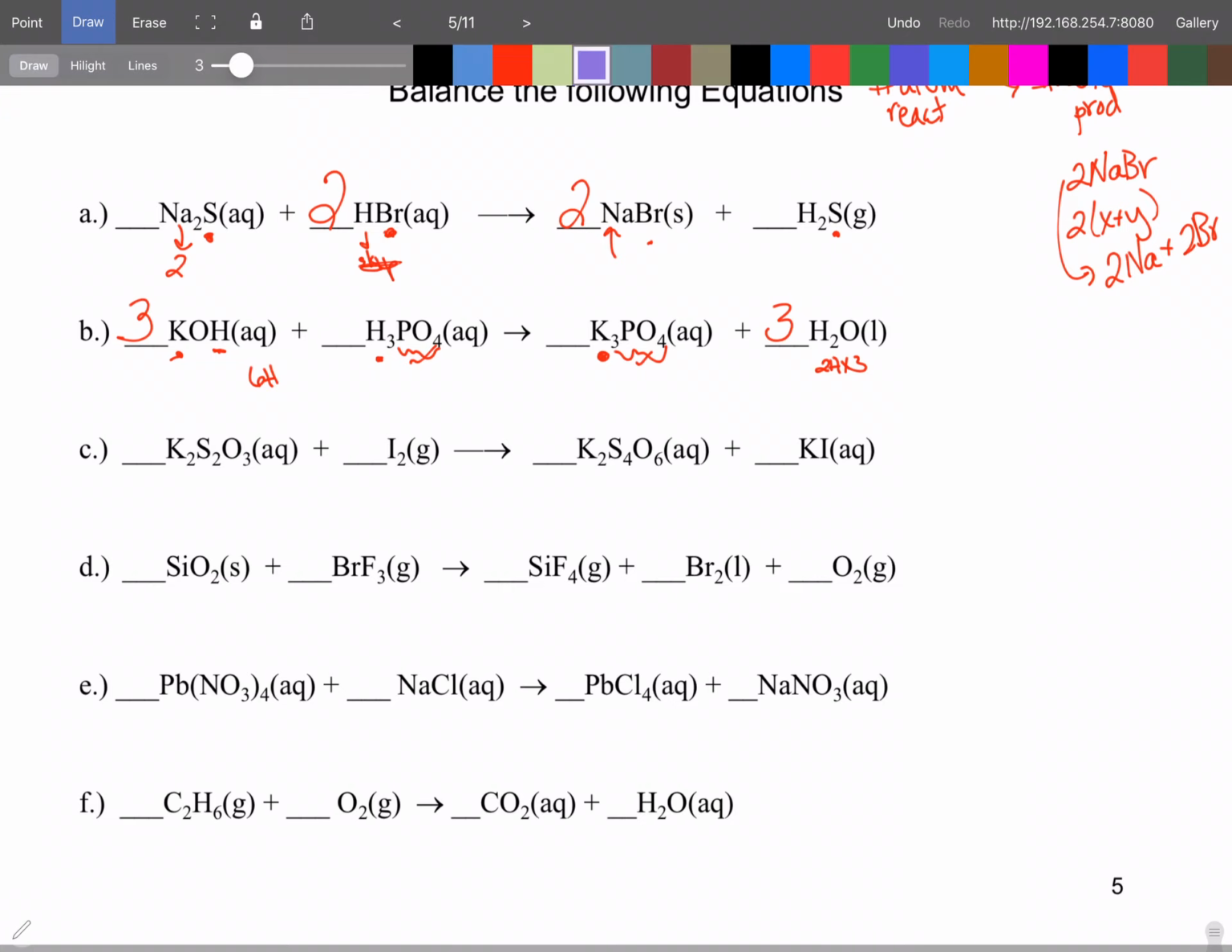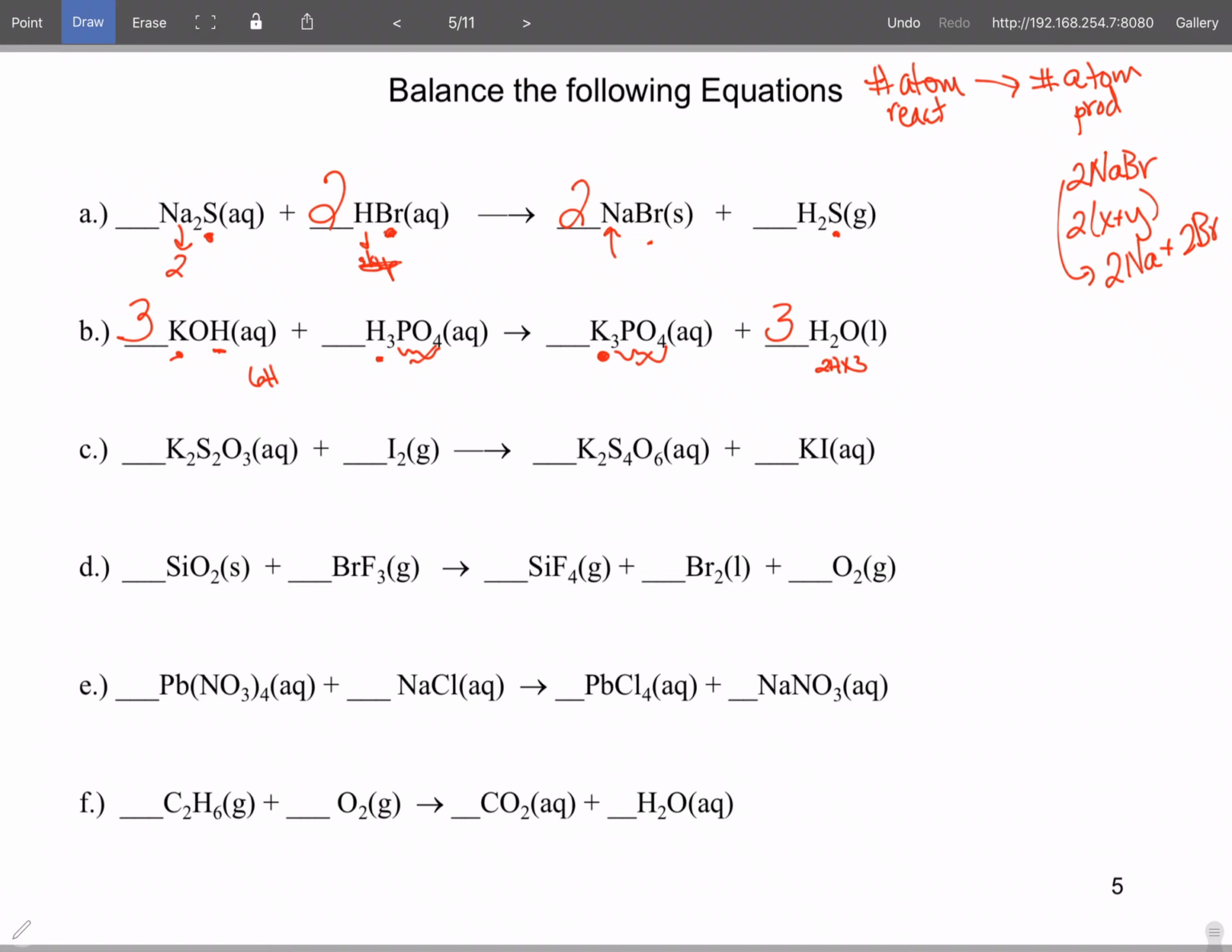I'm going to change colors to make this easier, I think. So if I look at the oxygens here, I have 3 oxygens here. Can't count any oxygens here because that's in the phosphate and we're not changing. So over here, we now have 3 oxygens, so we are balanced. So the oxygen took care of itself. Okay? So we'll move on to the next one.